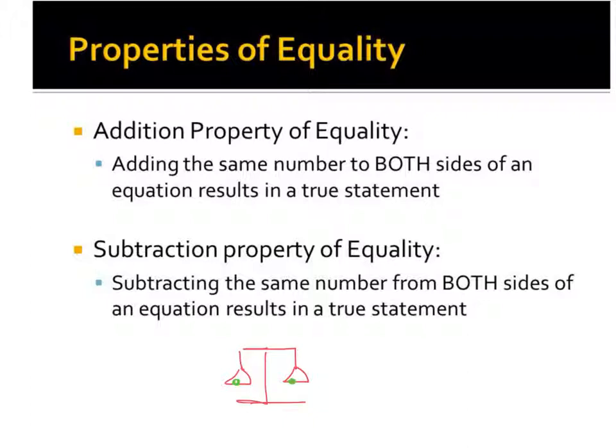The addition property is that you can add the same number to both sides of an equation. And the subtraction property is that we can subtract the same number from both sides of an equation. And in both cases, we will keep our true statement, that those two sides are equal.